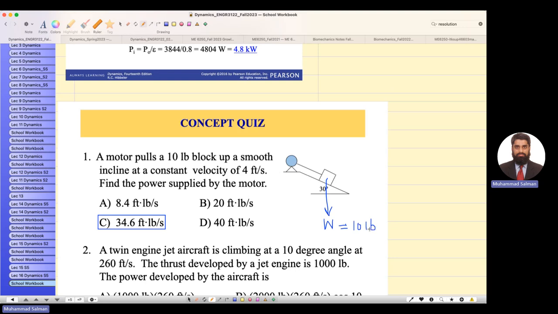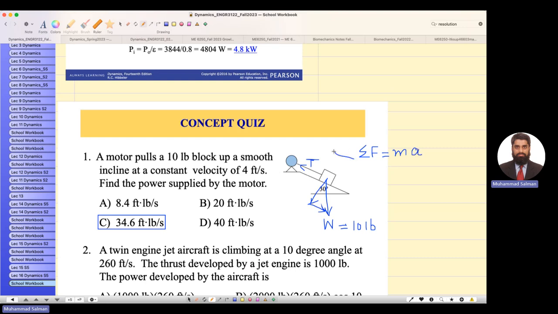And remember, power can be found by force times velocity. Both should be in the same direction. And this weight is perpendicular to the horizontal surface, and this tension is inclined. So I would resolve this weight into two components and see which component is parallel to this one. So let me show you the free body diagram and this equation.